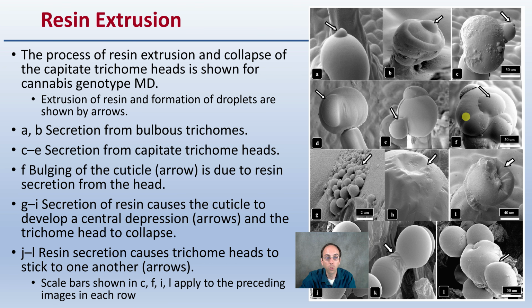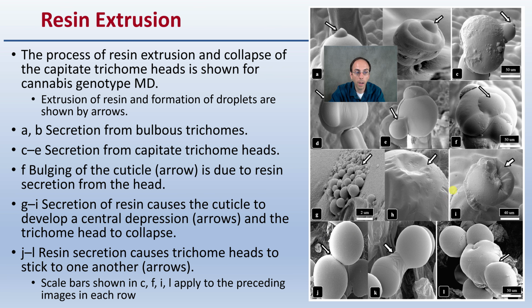F does show the bulging of the cuticle, which is shown by the arrow, due to the resin secretion from inside the head, pushing it outward. G through I here shows the secretion of the resins causing the cuticle to develop the central depression, where the arrows are showing, and the trichome head to collapse.